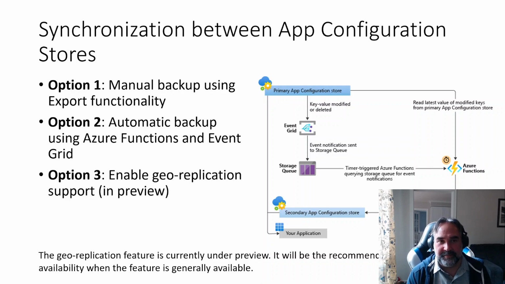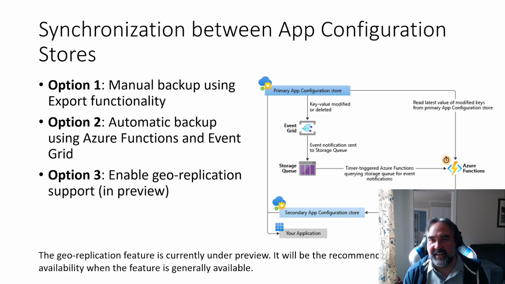It's manual. This thing's not going to get done in real time whenever changes happen. So option 2, the preferred method currently, is setting up an automatic backup. The Microsoft Docs go into great detail on how to do this, so I'm not going to cover it per se, but I'll just go over the diagram.